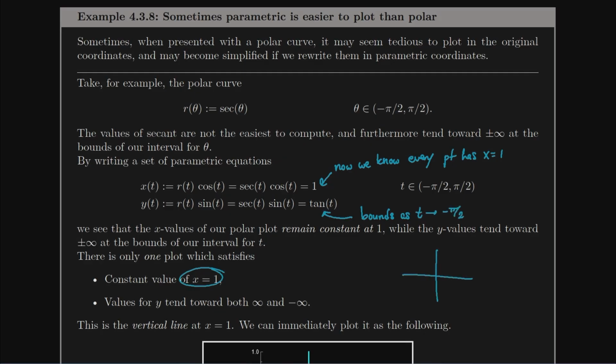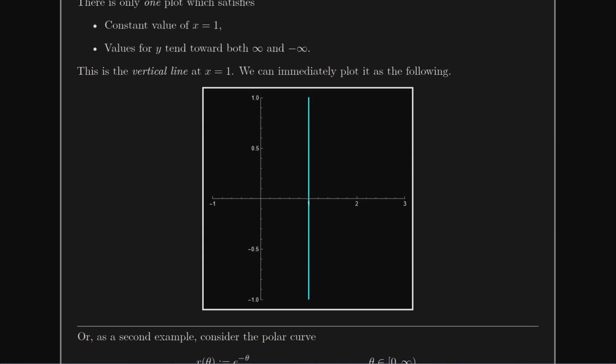What does tangent of t look like? Well, tangent's the graph that looks like this, and we have a nice vertical asymptote at negative pi over 2, where tangent goes down to minus infinity. We've got a vertical asymptote at pi over 2, where tangent goes up to positive infinity. And so the bounds in y are negative infinity to positive infinity. X is constantly at 1. There's exactly one plot between the y values of minus infinity and plus infinity and the x value 1. It is the vertical line, x equals 1, right?